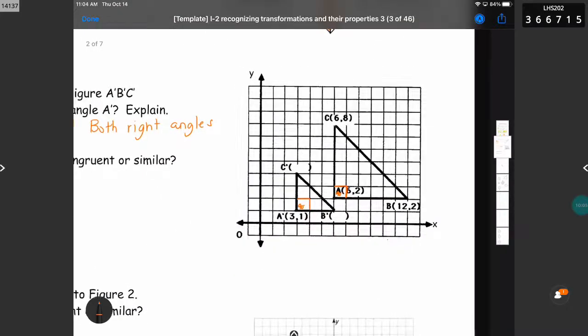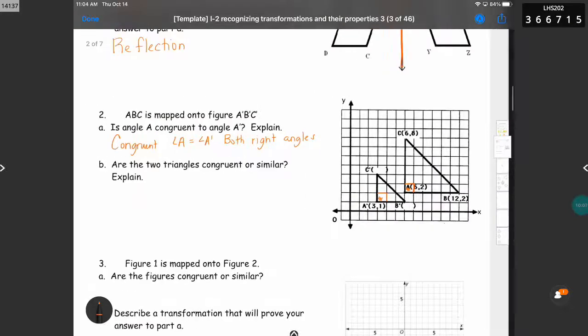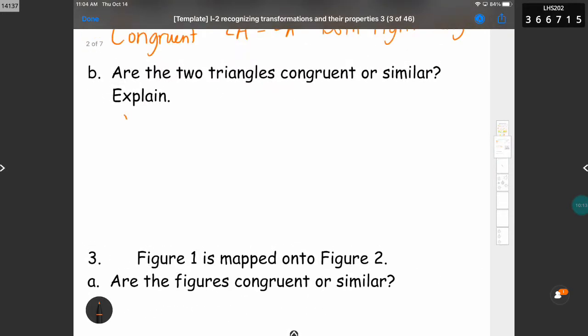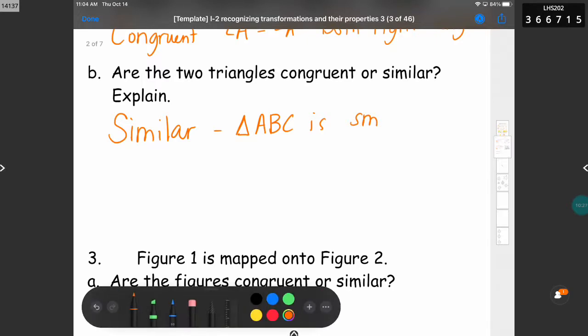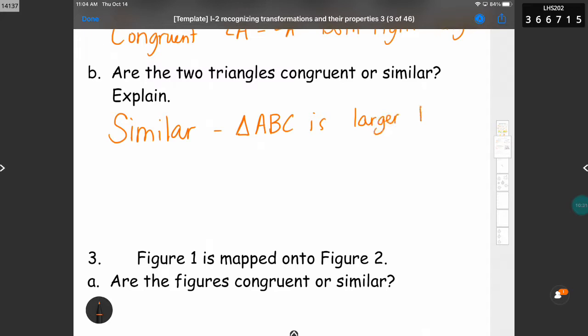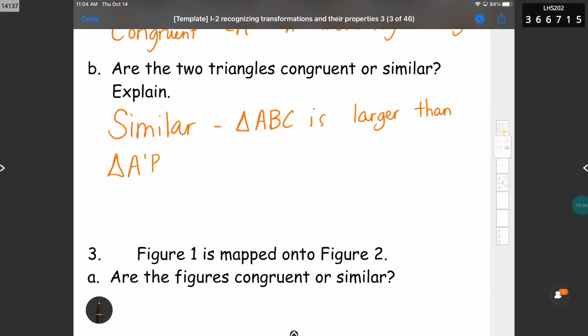Okay. Are the triangles congruent or similar? Similar. My triangles are similar. It just got smaller in size. So triangle ABC is bigger, let's say larger, than triangle A prime, B prime, C prime.